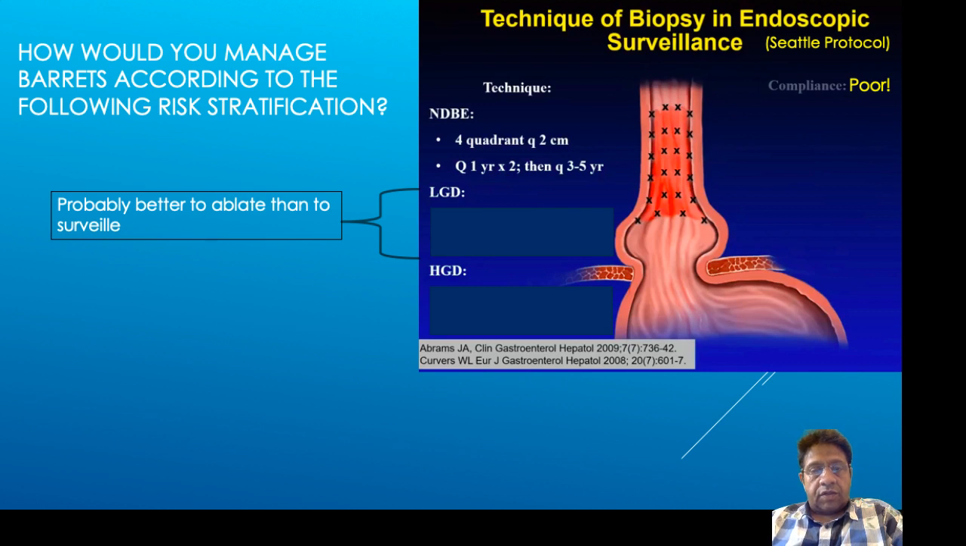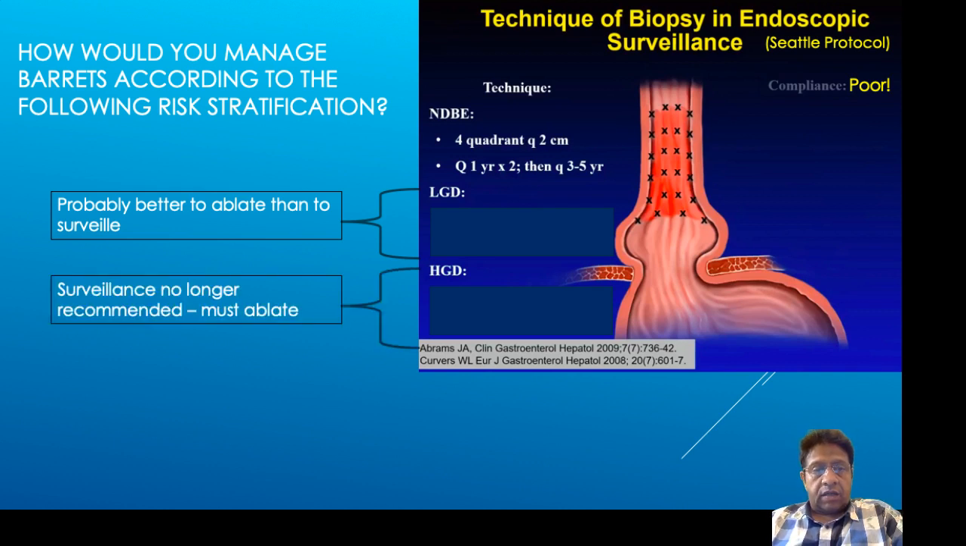Low-grade dysplasia and high-grade dysplasia. Well, low-grade dysplasia, firstly, probably better to ablate than to surveil. And in high-grade dysplasia, surveillance is no longer recommended. It must be ablated. And so it is only non-dysplastic Barrett's esophagus which can be surveilled.